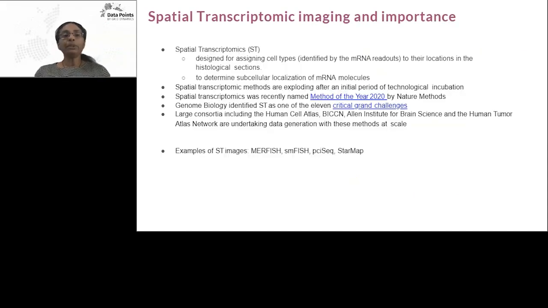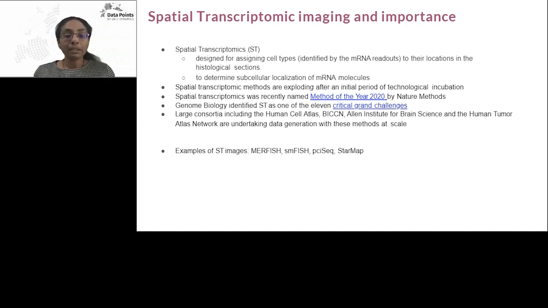Now, why is spatial transcriptomic imaging so important? Like I said, this is used to assign different cell types because now you also have the mRNA locations, which is a piece of information that you use in single-cell RNA-seq data. And now you're also able to know where exactly those mRNA molecules are. This was recently named the Method of the Year 2020 by Nature Methods and was also identified as one of the 11 critical grand challenges by Genome Biology.